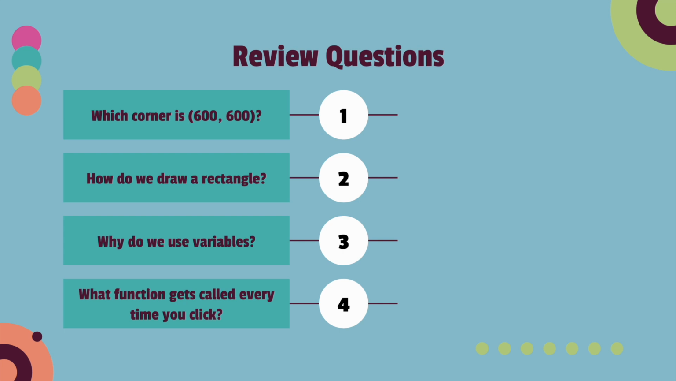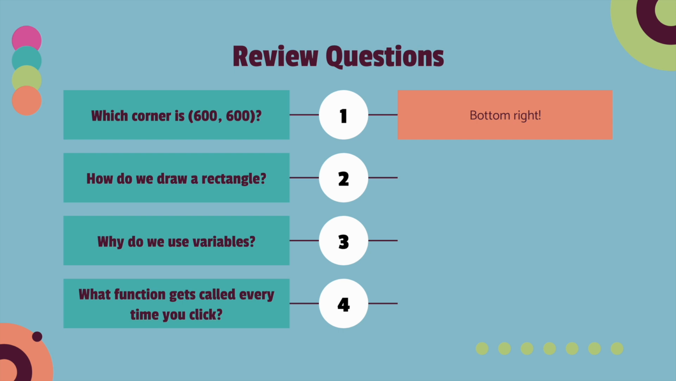The first review question is going to be which corner is 600, 600. So go ahead and pause the video, think about it, and then resume the video when you have the answer. The bottom right corner is going to be 600, 600.